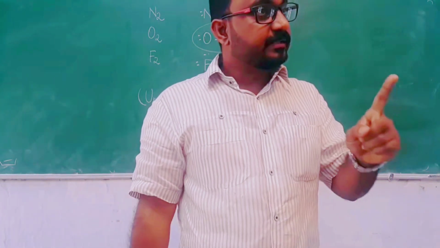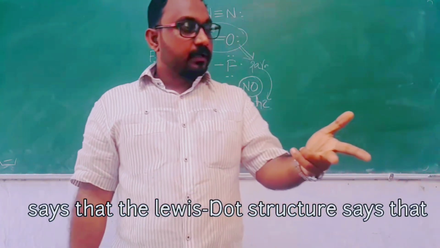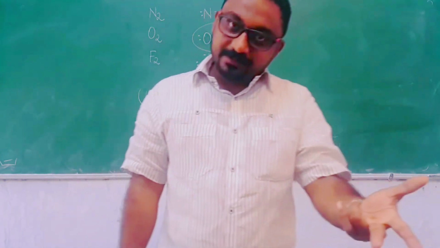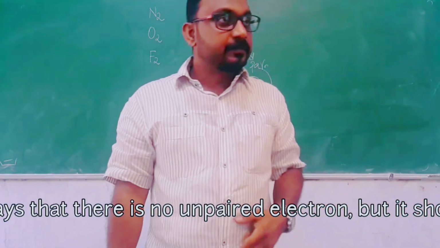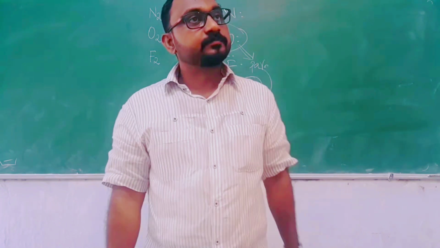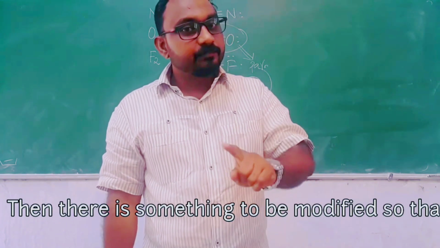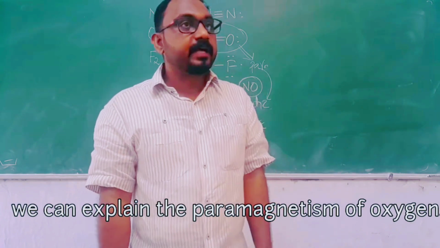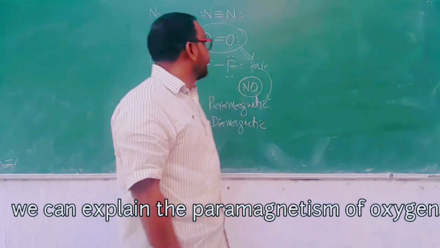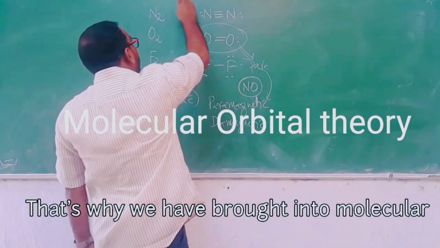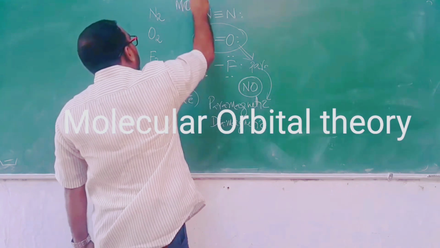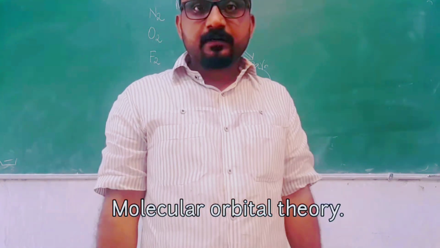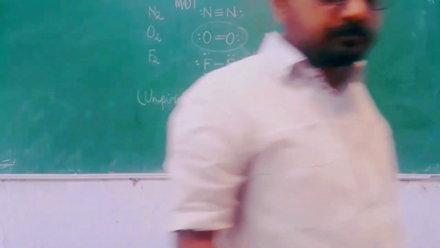So, VBT says that the orbital structure says there is no unpaired electron. Valence bond theory says that there is no unpaired electron. But it shows paramagnetism. Then there is something to be modified so that we can explain the paramagnetism of oxygen. That's why we have brought in molecular orbital theory.